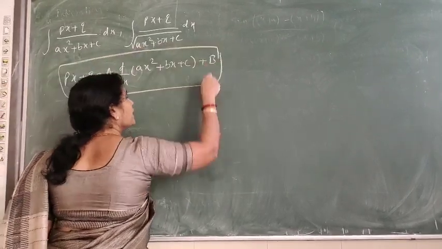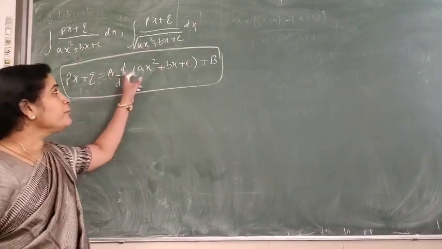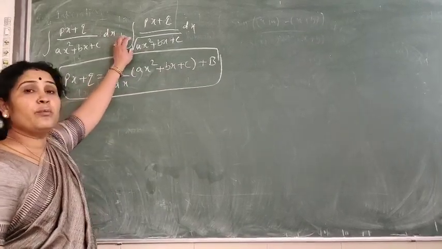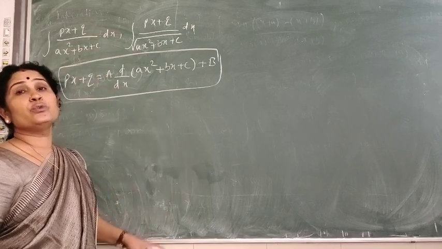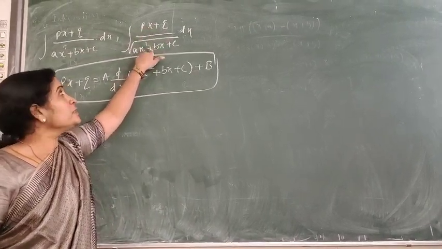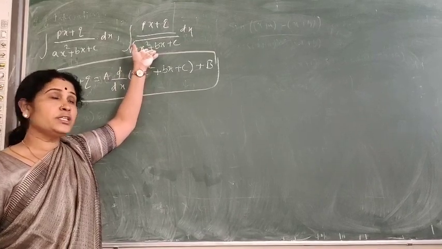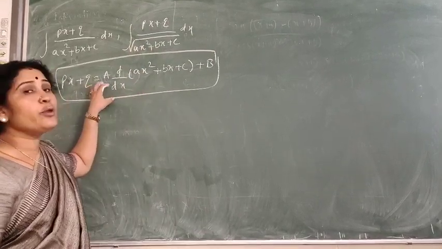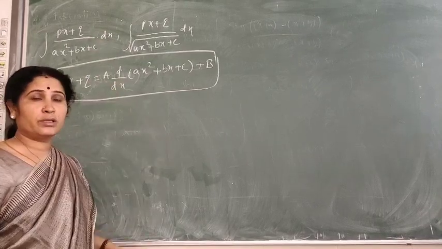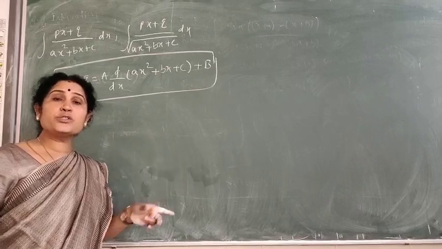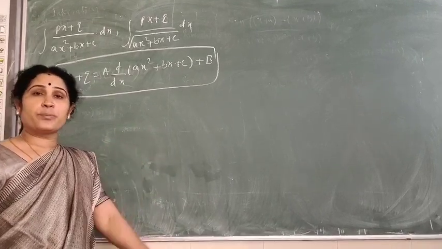I am not giving any example here. So find the values of a and b, then proceed. Suppose they give a one mark or two mark question, first you check whether this differentiation is in the numerator. If it is in the numerator, then give the substitution t square. No need of taking this formula. Clear to you? So this way you have to do linear upon quadratic. This is one of the most important exercises. You must do at least one or two questions of practice.